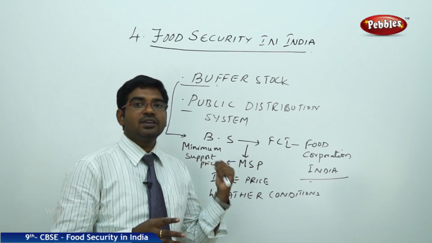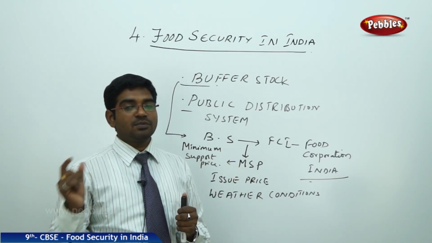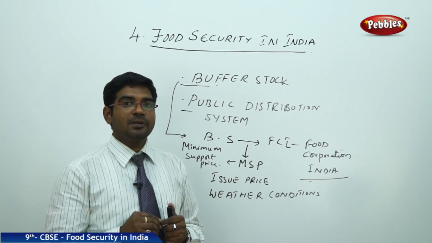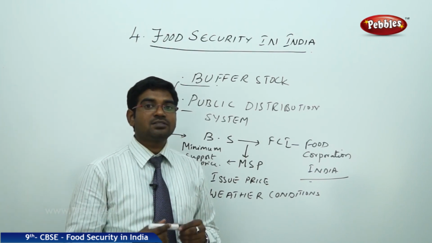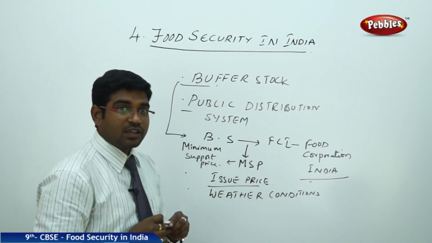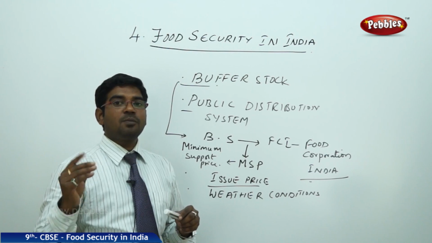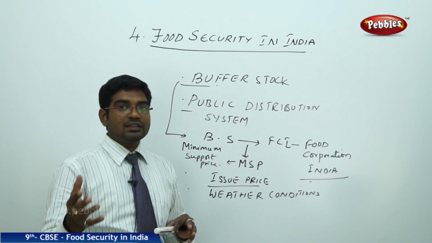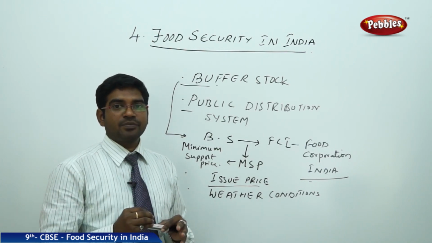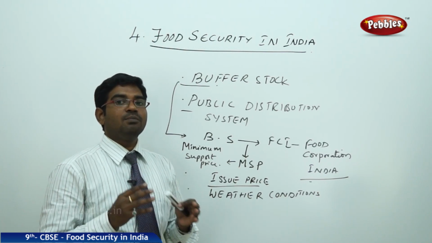Minimum support price is the price given to the farmer. Yes, the government buys from the farmer at a high rate but sells to the people at very low cost, known as IP, that is issue price. Through this issue price, it tries to ensure that every below poverty line person and all the other sections of people are able to acquire this food. So this is the basic duty under the buffer stock.